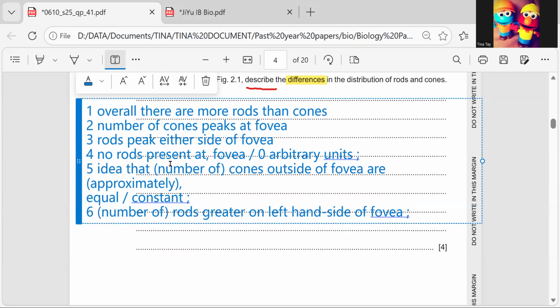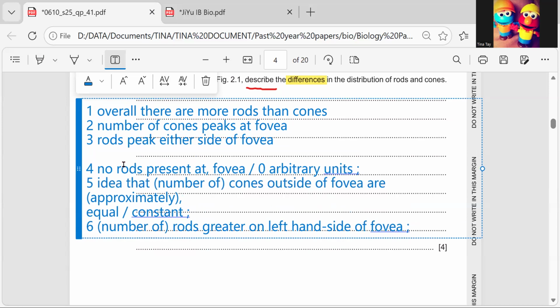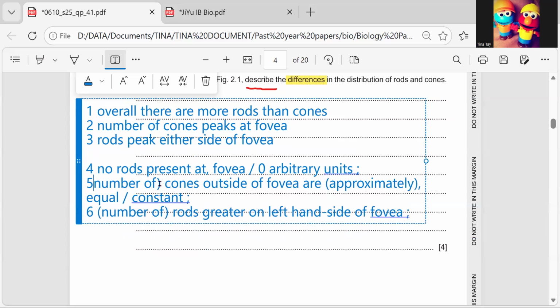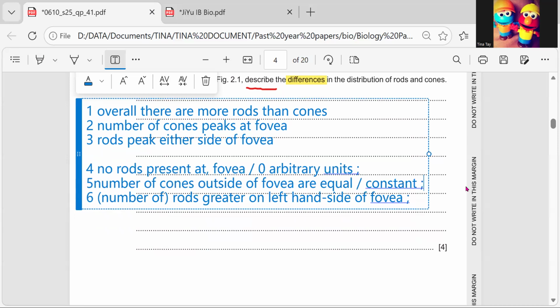But we see, no point just writing the numbers. You have to tell me the trend. Okay, so no rods present at fovea. I think you got this correct. Zero arbitrary units. The number of cones outside the fovea are almost equal. Did you write that down? The number of cones outside the fovea are equal, a constant. No rods. And then number of rods greater on the left-hand side of the fovea.